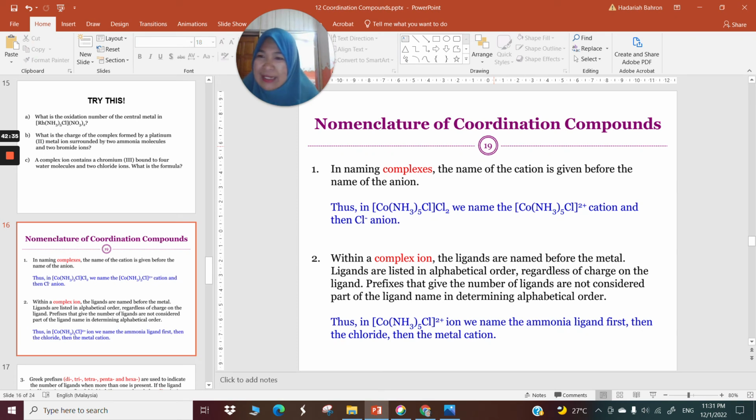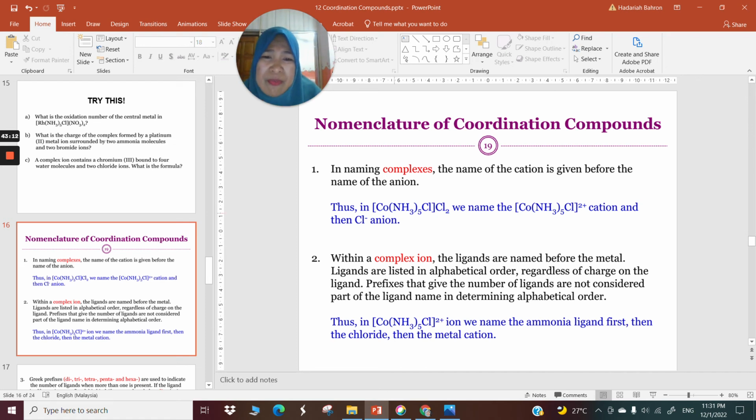Now, lastly, I'm going to quickly cover naming of coordination compounds. There are a few rules when you name coordination compounds. First rule is, in naming complexes, the name of the cation is given before the name of the anion, just like any other compound. For example, sodium chloride, you name your cation first, then you name your anion. So this same thing happens here. You always name your cation, whether it is a complex ion or not a complex ion. You name the cation first.